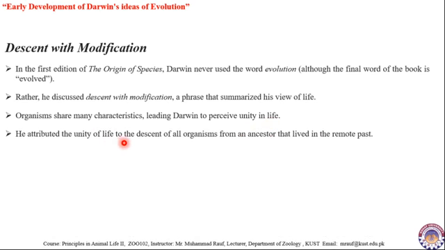He attributed the unity of life to the descent of all organisms from an ancestor that lived in the remote past. So he attributed the similarities between organisms, the common features, to the fact that the organisms descended from a common ancestor, therefore they have some common features with each other. Now remember that at times organisms have common features because they live in the same environment. They are related with each other. After all, living organisms do have a common ancestor.